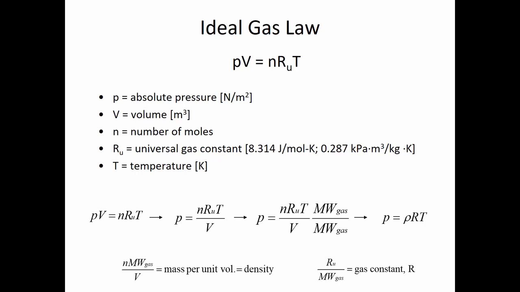What this says is that the pressure of a gas is equal to the density of the gas times R, which is the gas constant. In this case, it's specific for the gas in question. And T is the temperature. Remember, you have to have temperature in kelvins when you're working with gases.